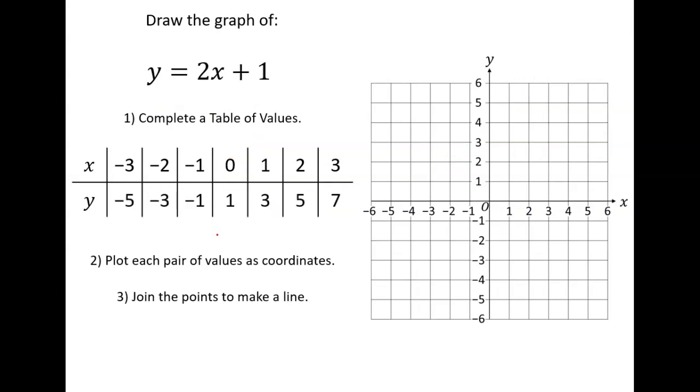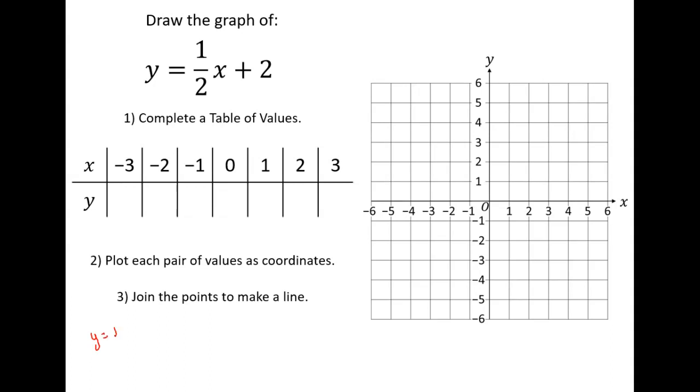So 2x plus 1. I'm just going to skip over these. I feel like we've done quite a bit. Oh, this one's a good one. Let's do this one because we have a fraction. So y equals 1/2 x plus 2. So same thing we've done here. Whatever x you pick, it's going to be multiplied by 1/2 and then add 2.